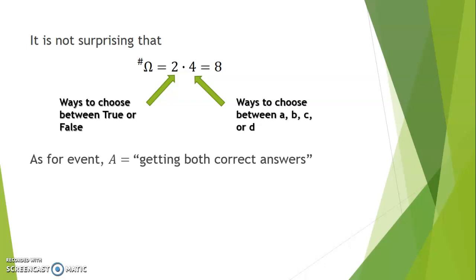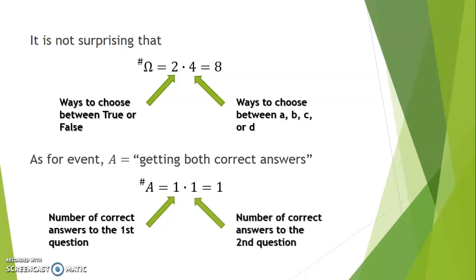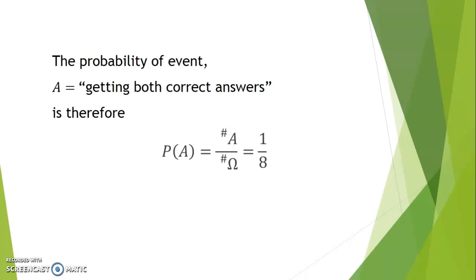However, if we considered the event A, getting both correct answers, then the cardinality of A would have to be exactly 1, because there is only one correct answer to the first question, and there is only one correct answer to the second question. The multiplication principle requires that you multiply 1 with 1. So the probability of the event A, getting both correct answers, is therefore 1 over 8.